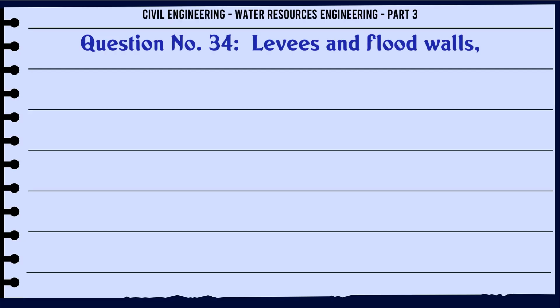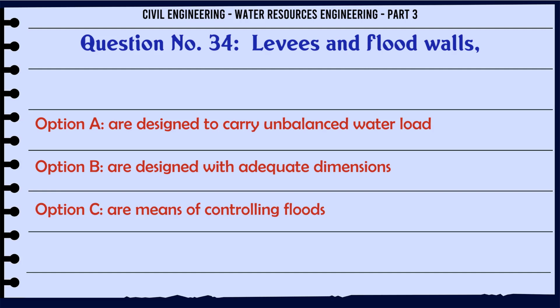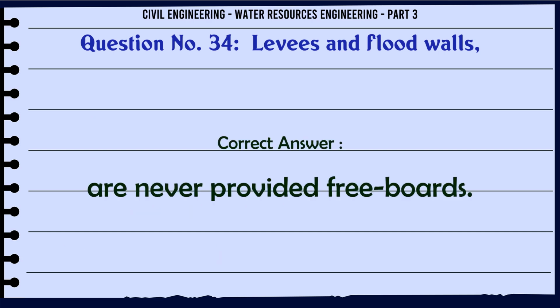Levees and flood walls. A. Are designed to carry unbalanced water load. B. Are designed with adequate dimensions. C. Are means of controlling floods. D. Are never provided freeboards. The correct answer is are never provided freeboards.